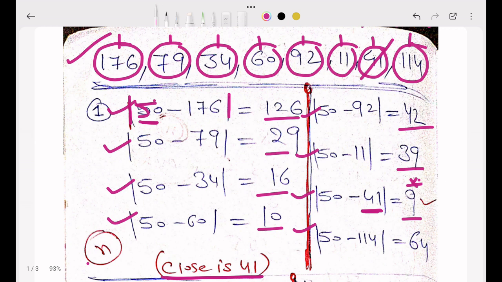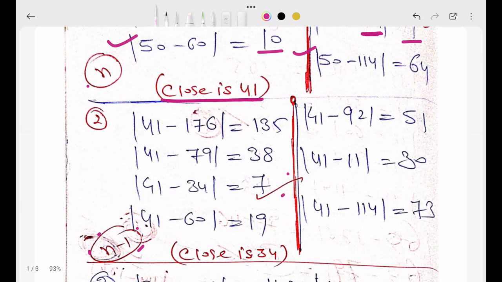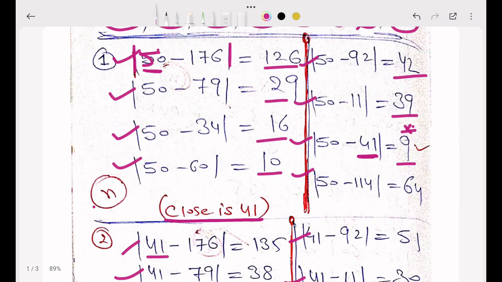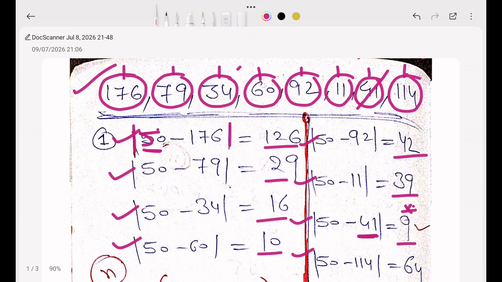Okay, now this is also a data structure actually. Now next I will take 41 and I will subtract the remaining elements. 41 minus 176, 41 minus 79, 41 minus 34, 41 minus 60, 41 minus 92, 41 minus 11, 41 minus 114. So 7 is the smallest, so next data is equal to 34. What is the meaning of this? My next head is 34, so 34 is the closest to 41. Now I will remove this 34 from here.